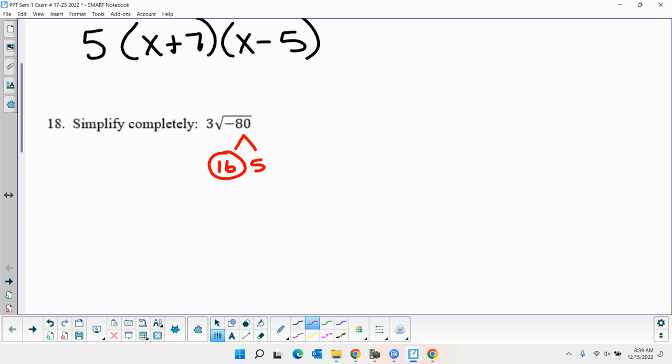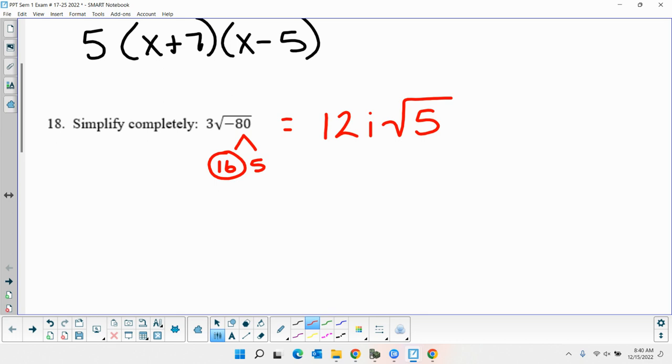What's the square root of 16? 4. So the 4 comes out. What do I do with the 4 and the 3? Multiply, yes. So I get 12 because the square root of 16 is 4 times the 3. It's also got a negative under there, so I have to pull the i out as well. Don't forget about that. And then the 5 is left under the radical sign.